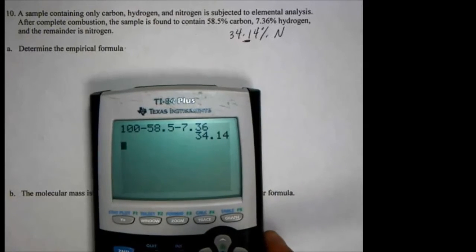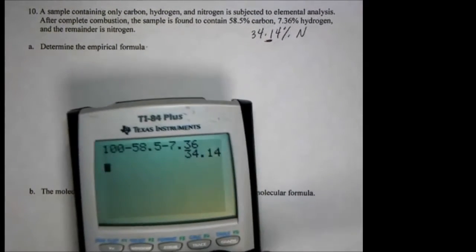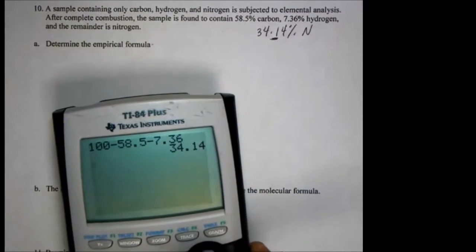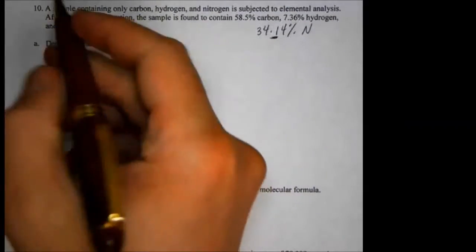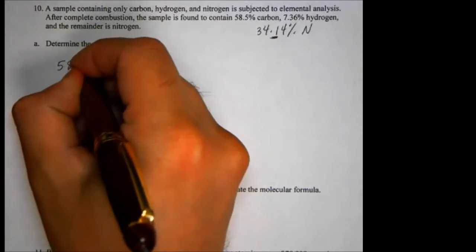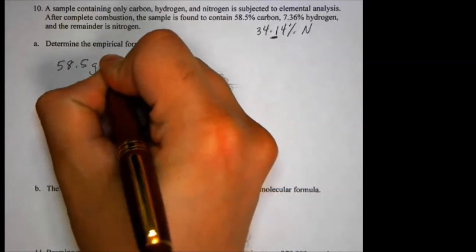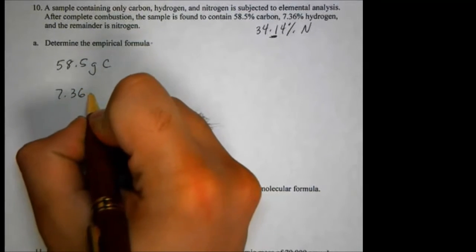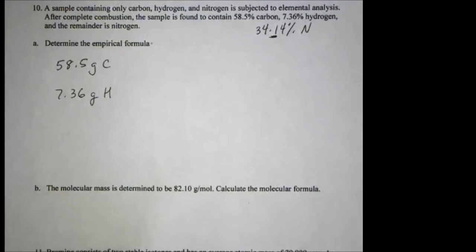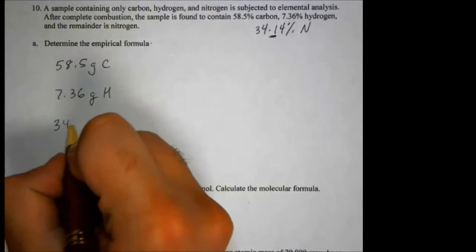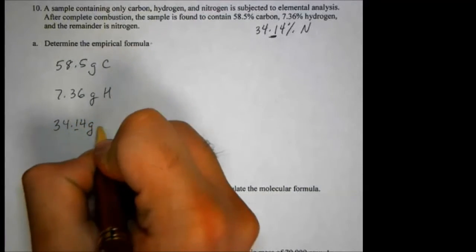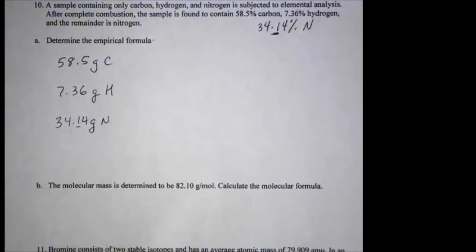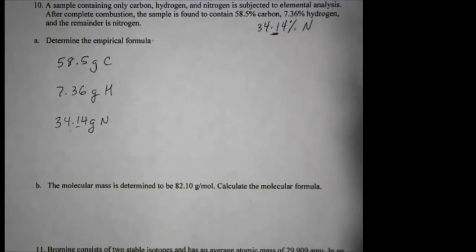So since we have percents, we're going to assume that we have a 100-gram sample. So that means that we're going to have 58.5 grams of carbon in a 100-gram sample, 7.36 grams of hydrogen, and 34.14 grams of nitrogen. And we have to calculate the number of moles of each of these.